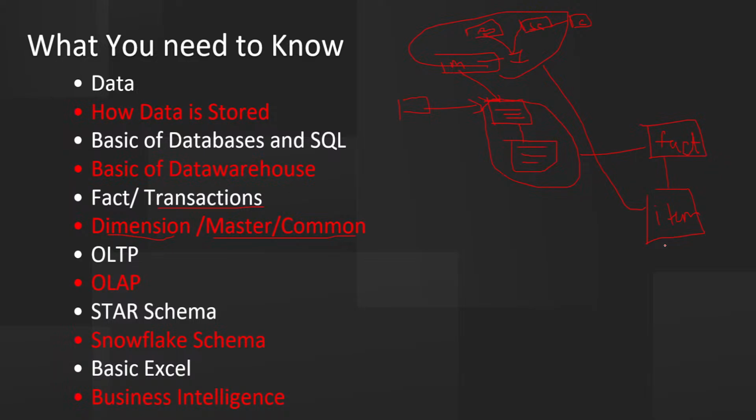And a dimension also gives me the comparative aspect, the performance aspect. So I want to judge my performance using my facts, and to judge that performance I need certain attributes, and those attributes are contained by the dimension. We'll take a few more examples as we move forward.